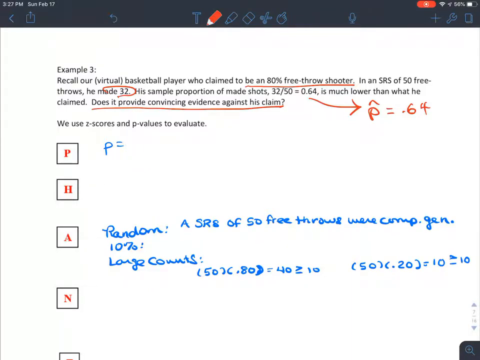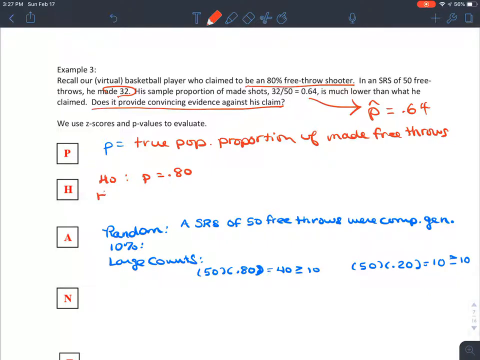And a lot of times you'll notice here in this problem, it doesn't give us a significance level. So this is how a lot of the free response questions are worded, and we're just going to pick one and we're going to use 0.05. Okay, so the parameter in question would be Ricky Bobby's true population proportion of made free throws. Okay, the null hypothesis, this is his claim that he's an 80% free throw shooter, and the alternative is that we're saying that he's less than that, and the alpha level, we're just going to use 0.05.